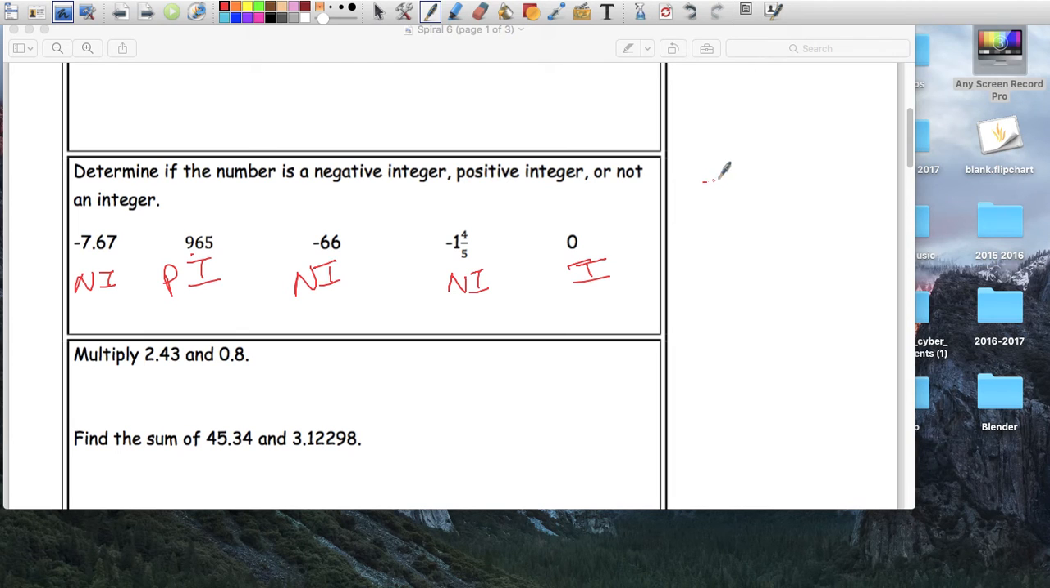Remember, integers are all your whole numbers: 1, 2, 3, 4, 5, including 0. And they're opposites, -1, -2, -3, -4, and so forth. So nothing with decimals and nothing with fractions, just whole numbers, either positive or negative, and the 0 too, of course.